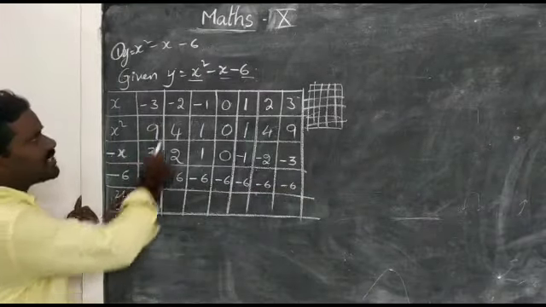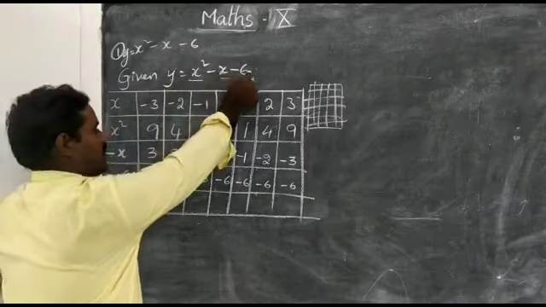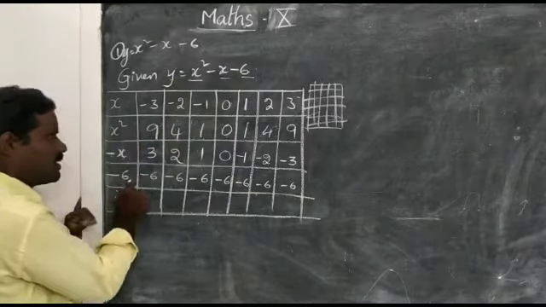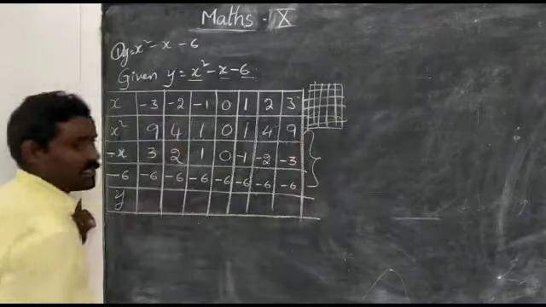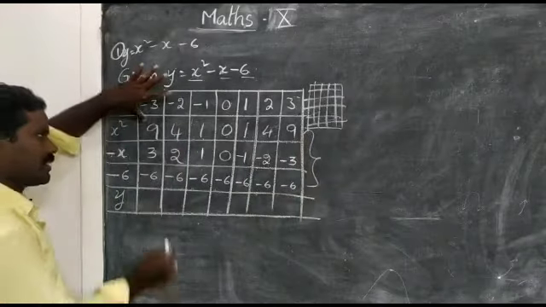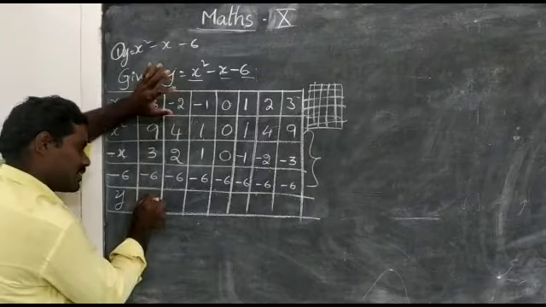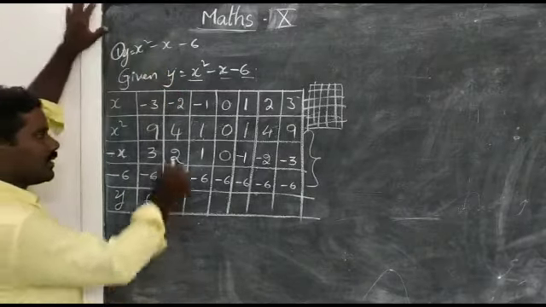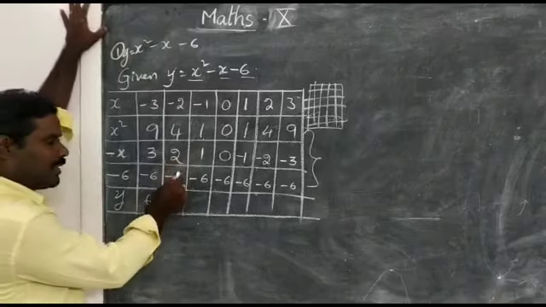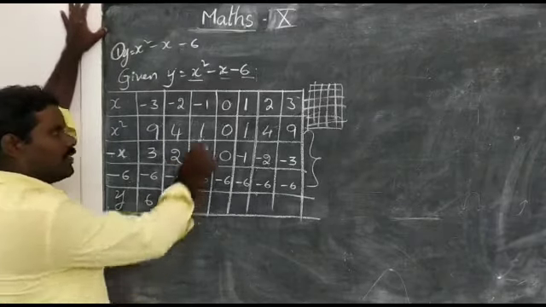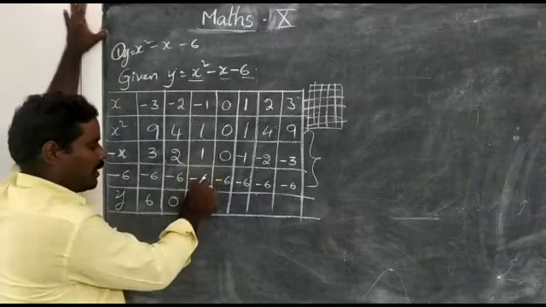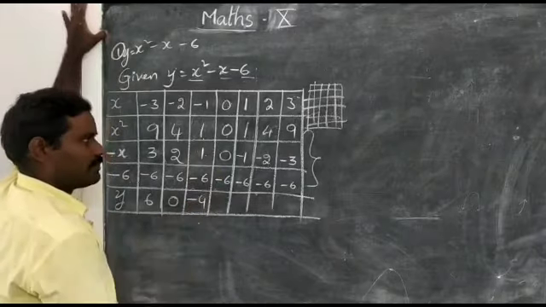Now y, what is y? x square minus x minus 6. Just these 3 terms you have to add or subtract. 9 plus 3, 12 minus 6, 6. 4 plus 2, 6 minus 6, 0. 1 plus 1, 2 minus 6, minus 4.